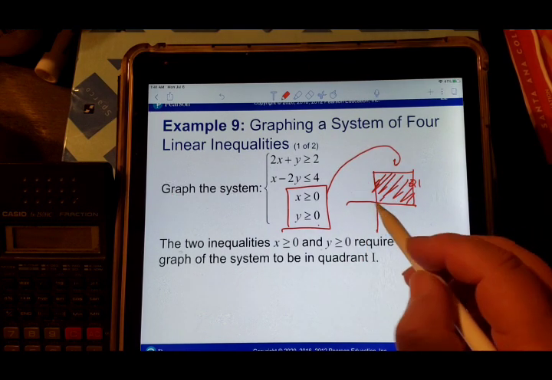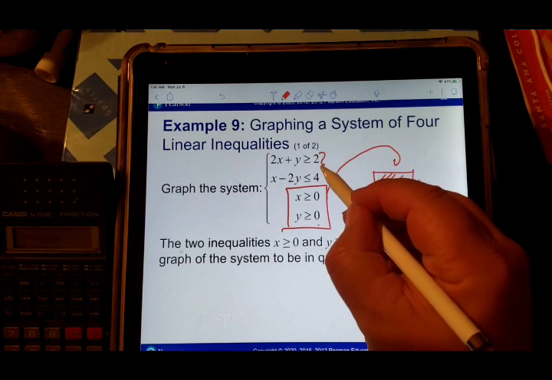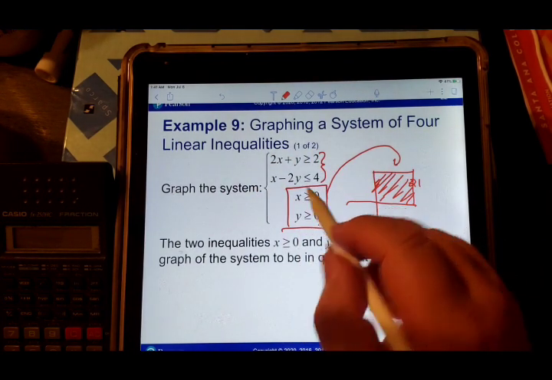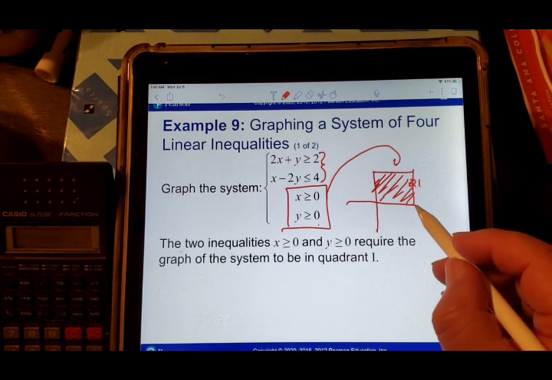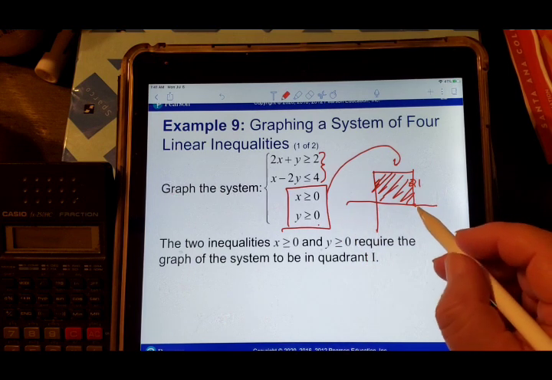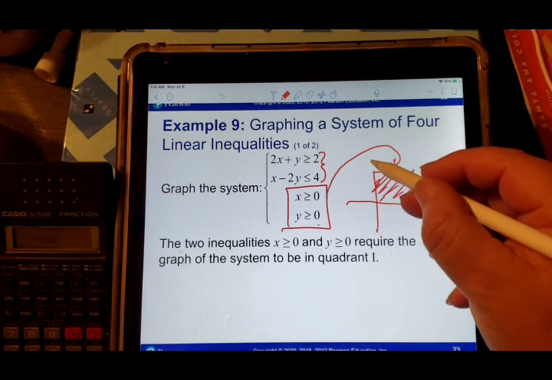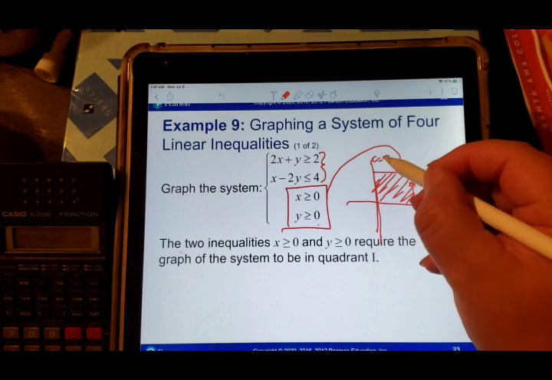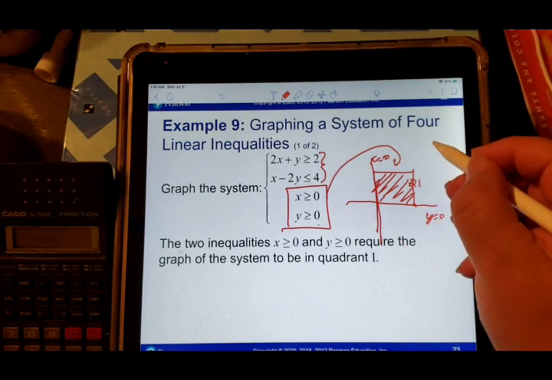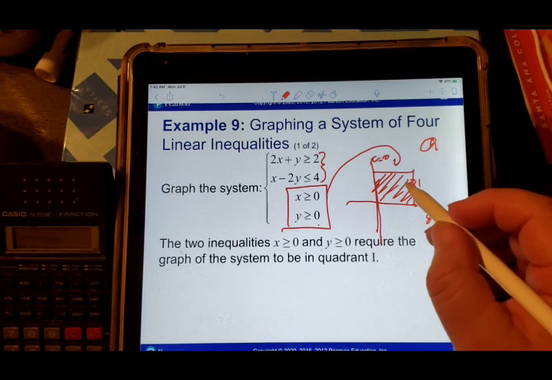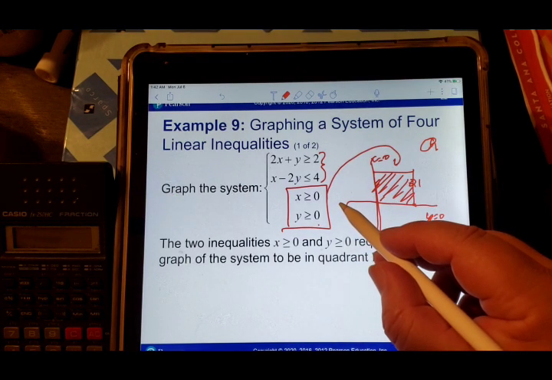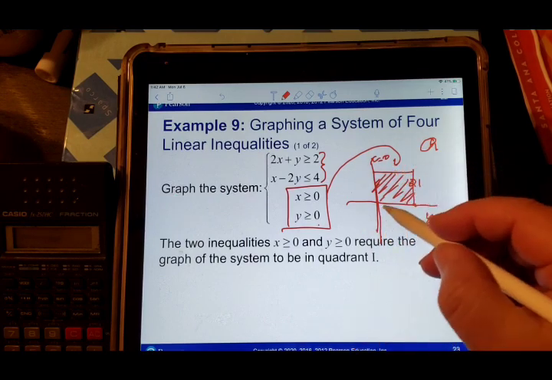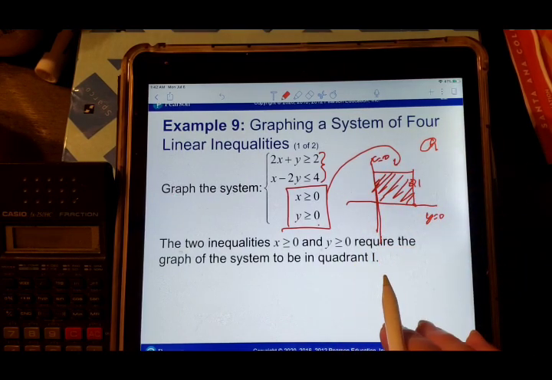That's pretty nice, because you can spend your time working on this. You still need to draw the lines, by the way. You need to drag a line. The x-axis is the line y equals 0, and this is the line x equals 0. In other words, you have to draw them so the ink thing works. But we know mentally that whatever inequality we get, we want the part that's in quadrant 1.